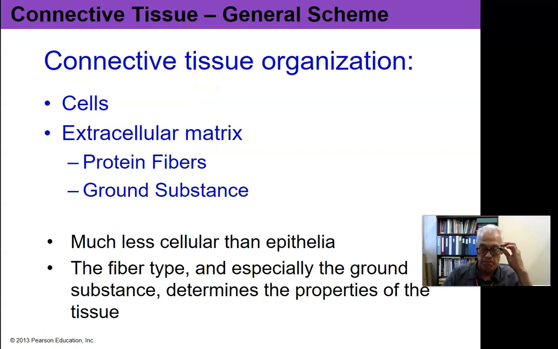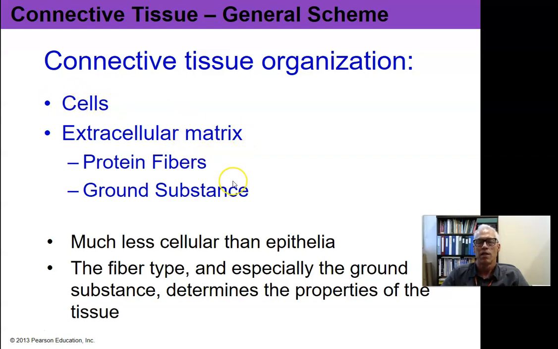Whereas epithelial tissue is largely cellular, it's just sheets of cells stitched together by cell-cell junctions that anchor to the basement membrane and beyond, connective tissues have resident cells, but they're relatively scarce, and the majority of the tissue, the material, is the extracellular matrix.